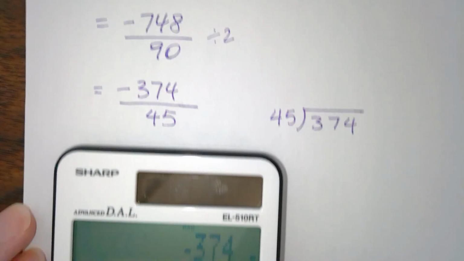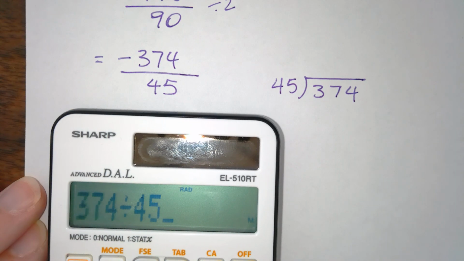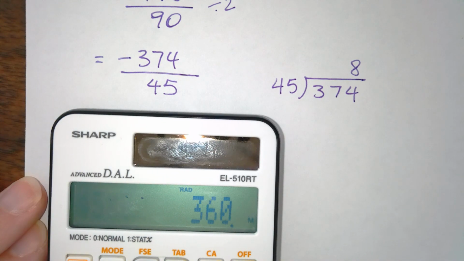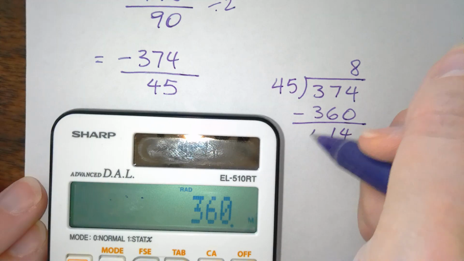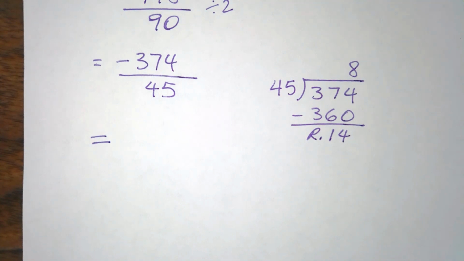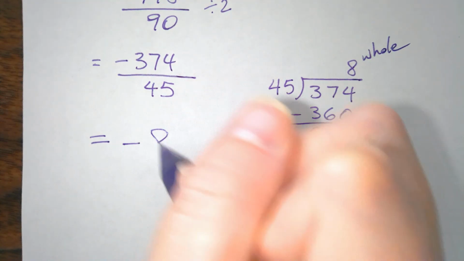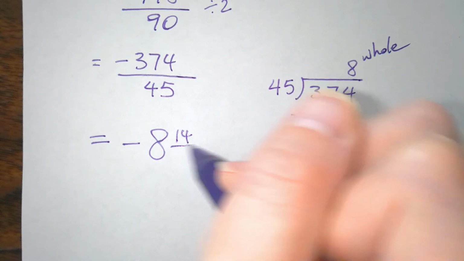So remember the trick that I taught you guys? 374 divided by 45, that's 8. So 45 times 8, that's 360. When you subtract it, you have a remainder of 14. So my final answer, Sakuri, what's my final answer? Negative 8. Yes. 14 over 45. Perfect.